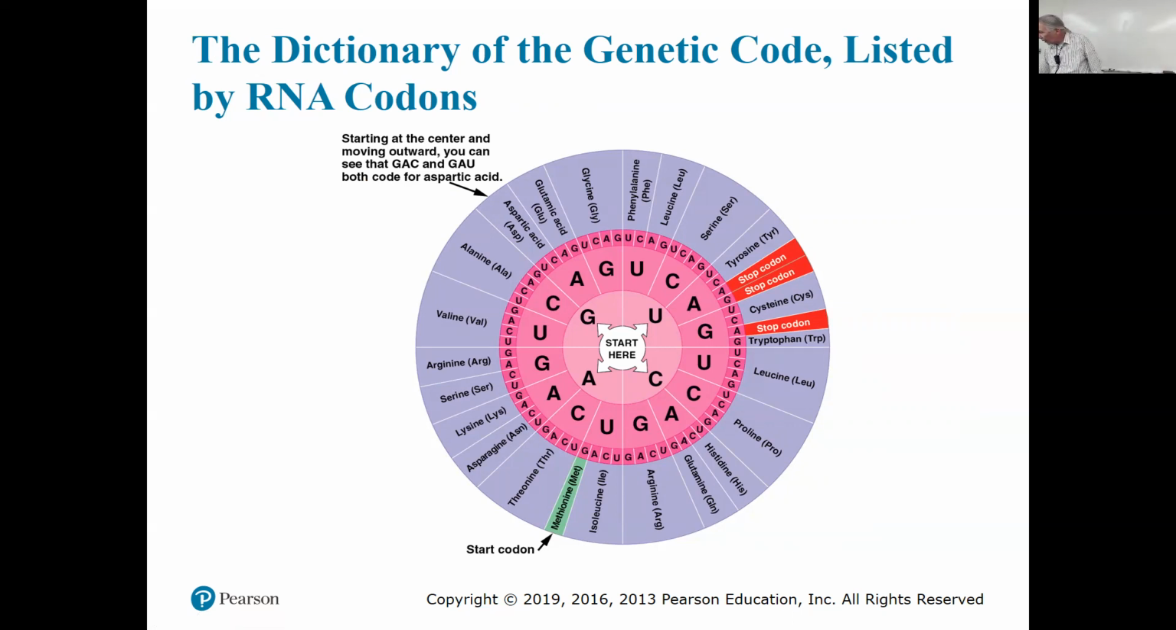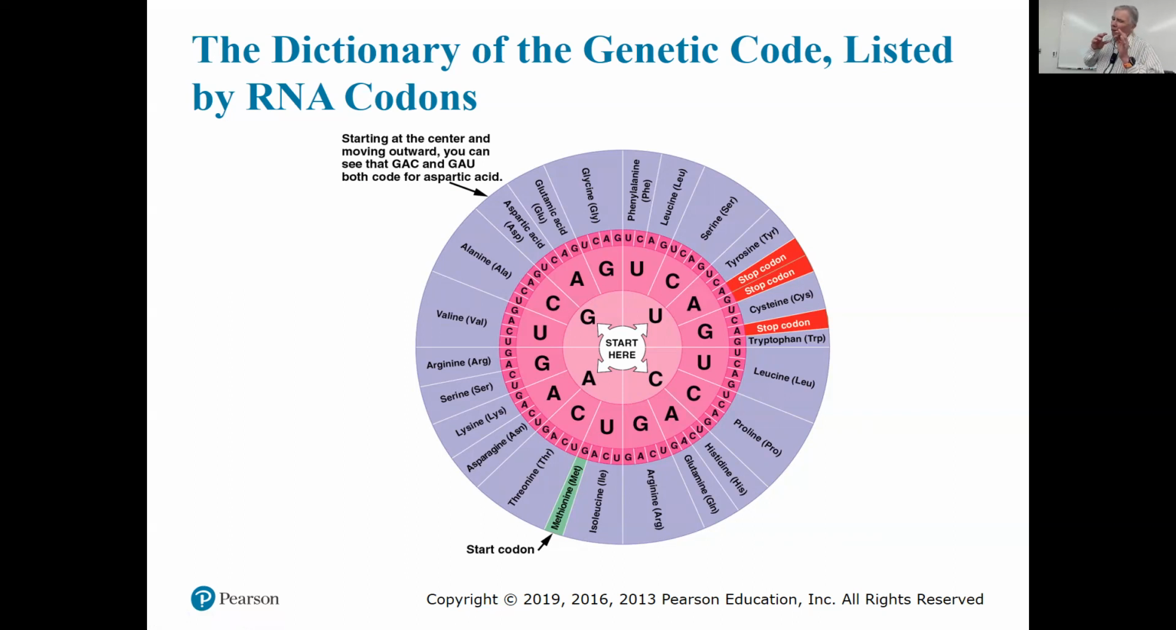And notice that AGU codes for serine, so does AGC. So remember, it's a redundant code. Most amino acids are coded for by more than one codon. There's one exception, I think there's only one exception, and that is, notice, there are 2 exceptions. Tryptophan over here, I think, is only coded for by UGG. And over here, methionine, AUG, is methionine. And that's also the start codon.